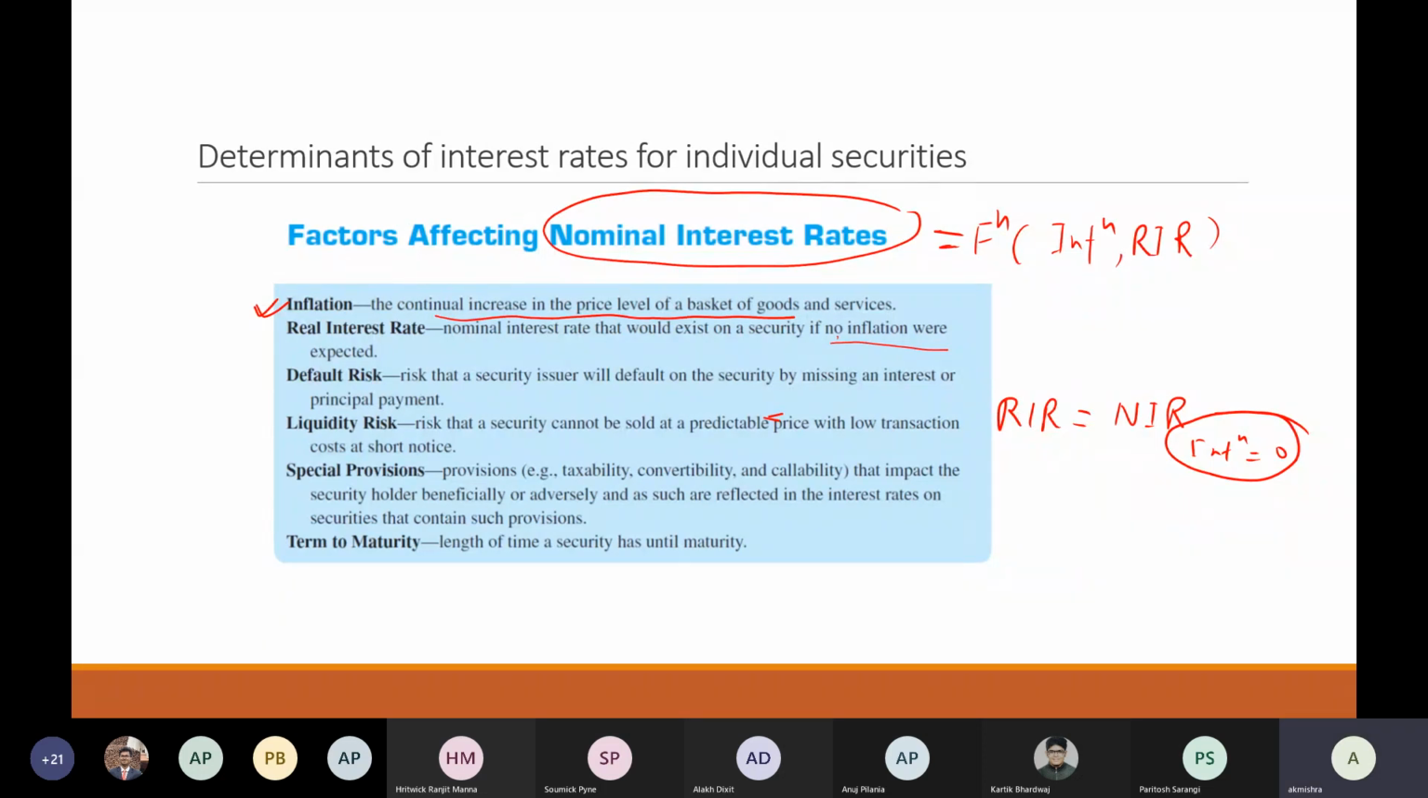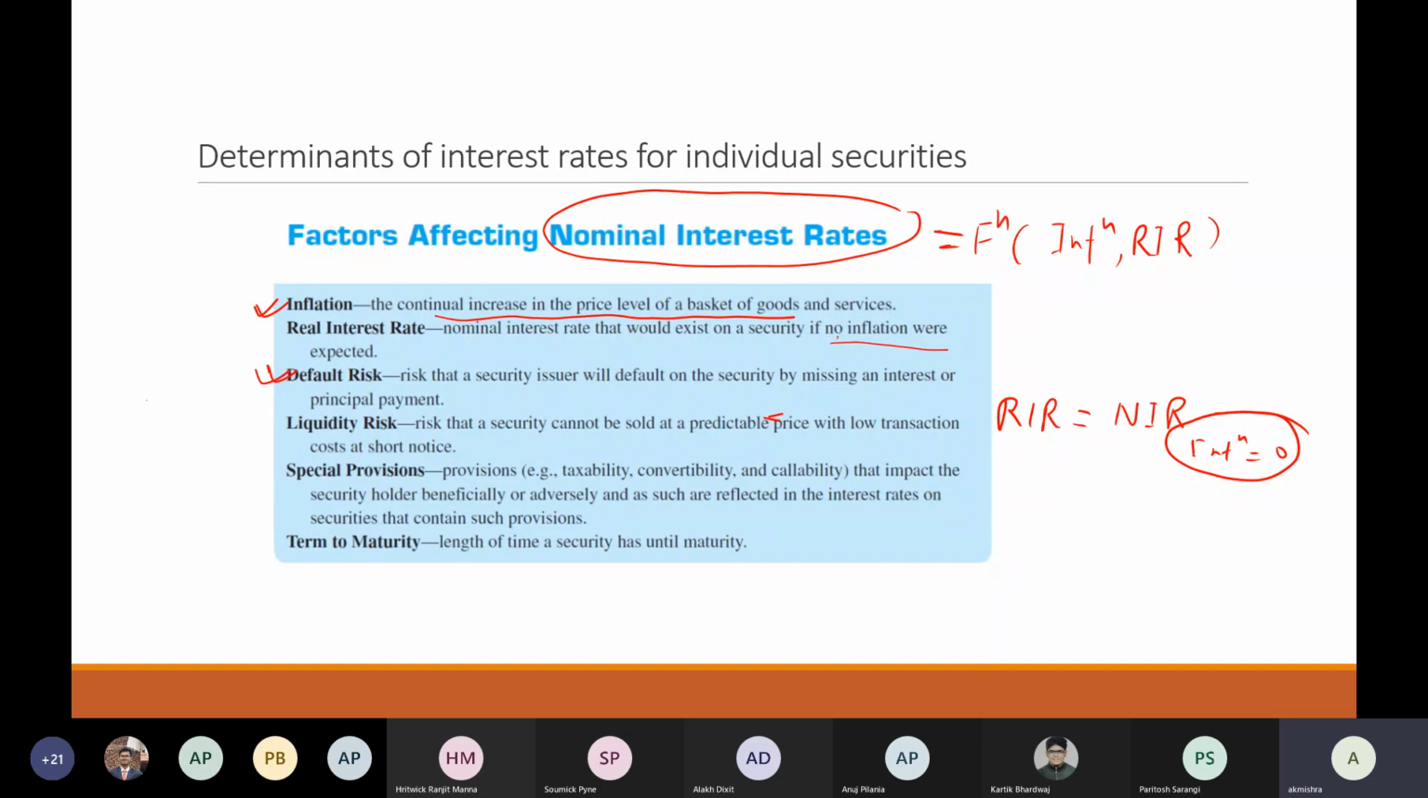And the other factor that determines your nominal interest rate is default risk. What is default risk? Default risk is the risk observed when the issuer of a particular security defaults on their interest and principal payment.